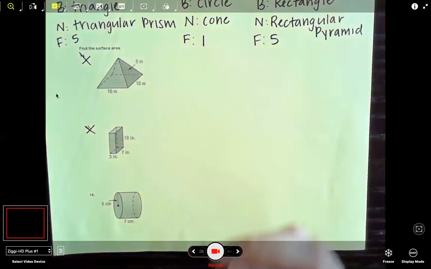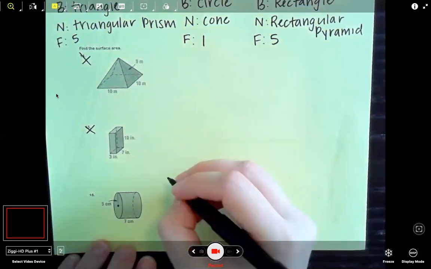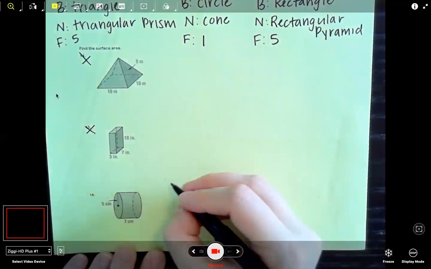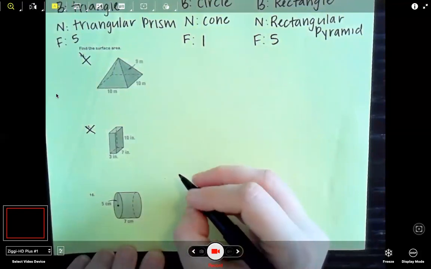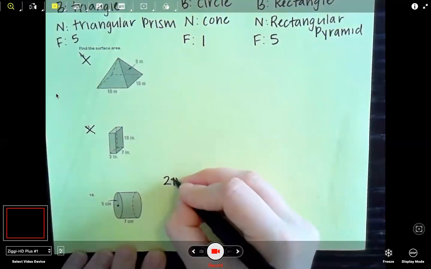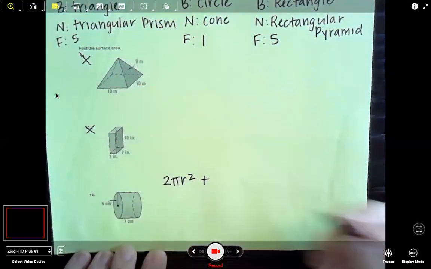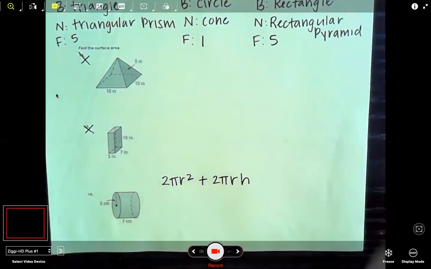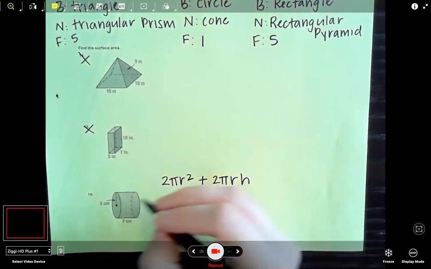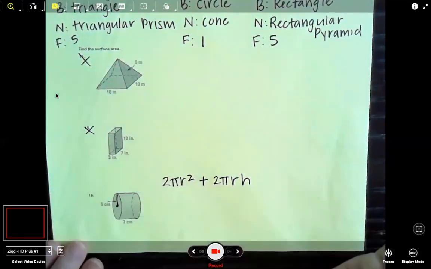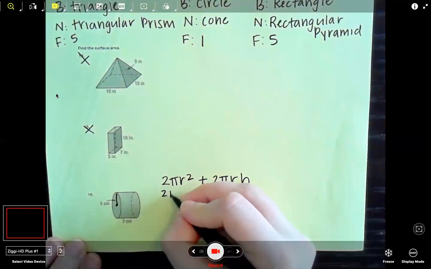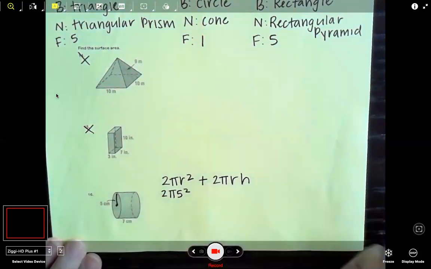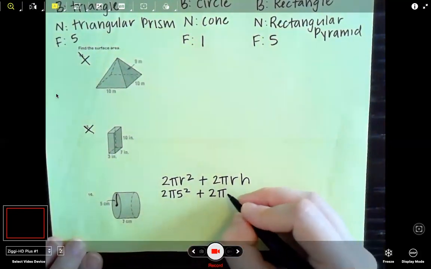Okay, let's do 16, and then we'll be done. So this one, we're finding the surface area of the cylinder. And remember, that's 2 pi r squared plus 2 pi r h. We just have to plug into this whole thing. Do we remember what our radius is? Is it 5? It sure is. And then what is our height? 7. And now we just simplify again.